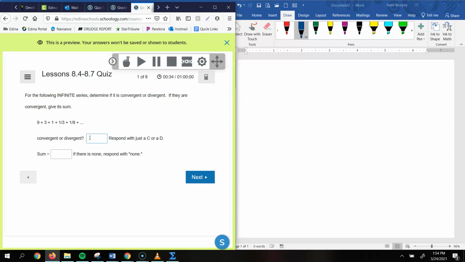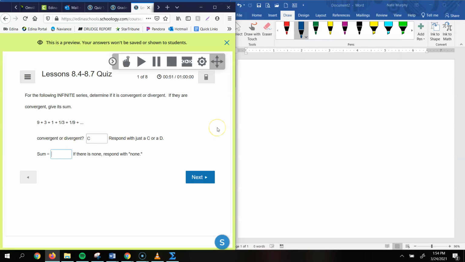Oops, just need to do a C here. So it is convergent. It's because we're multiplying by 1/3. The way that you could tell if it's divergent, if it's a geometric series, is if the value for r is bigger than 1 or smaller than -1.